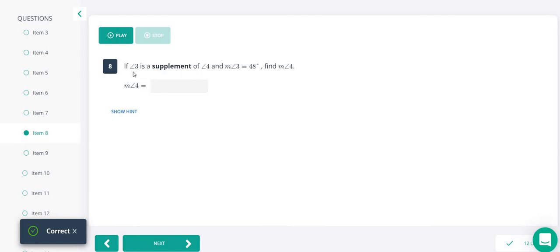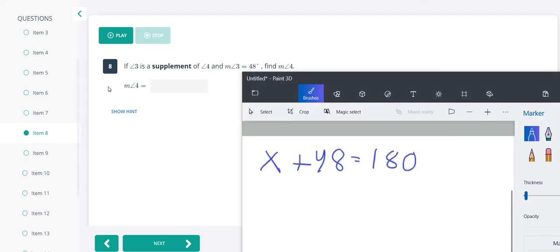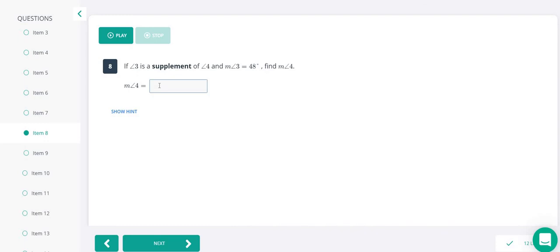All right, here it says if angle 3 is a supplement of angle 4, supplement means that together they equal 180. So angle 4 is what we're trying to find, call that x. Angle 3 is 48, and together they equal 180 because they're supplementary. x plus 48 equals 180, so all you've got to do is subtract 48 from both sides, 180 minus 48, and that gives us 132.